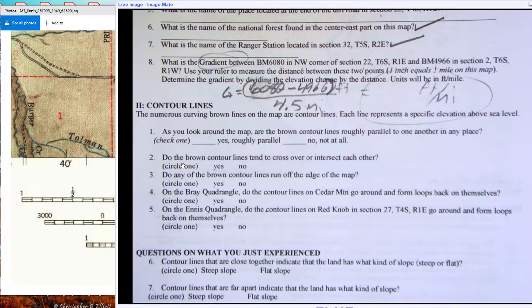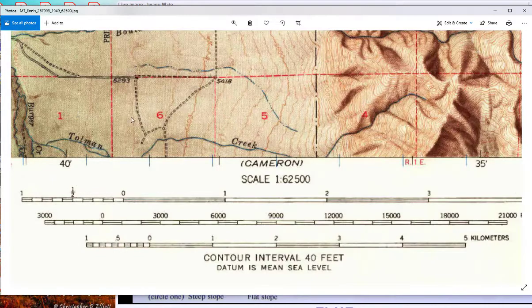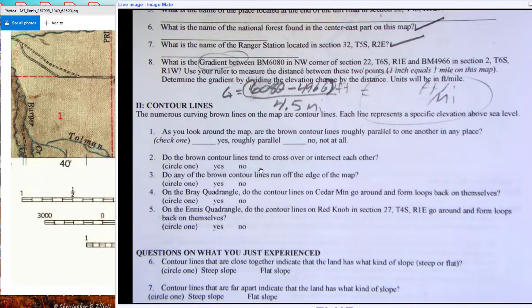Do the brown lines tend to cross? Oh, well, actually, that's one of the rules for contour lines. Contour lines should never cross because you can't have one point at two different elevations, right? Contour lines can merge like at a cliff, but they should never cross, right? And so you probably want to say no for that one.